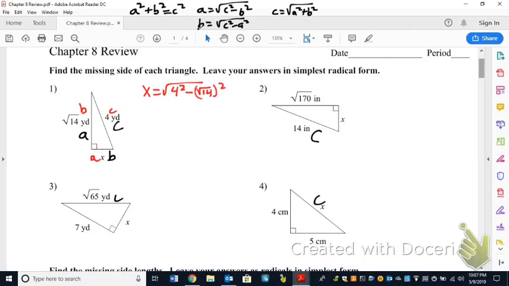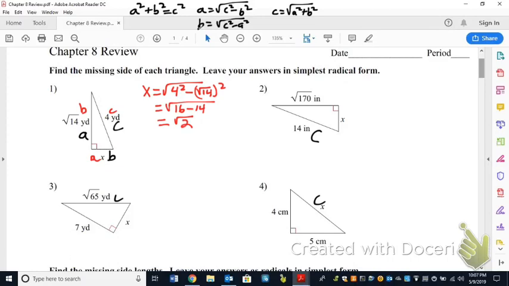Now in all your classes, I told you guys that the square root of anything squared is that something. So 4 squared is 16. The square root of 14 squared is 14. So we have the answer is the square root of 2. Okay, and that's how we leave it.